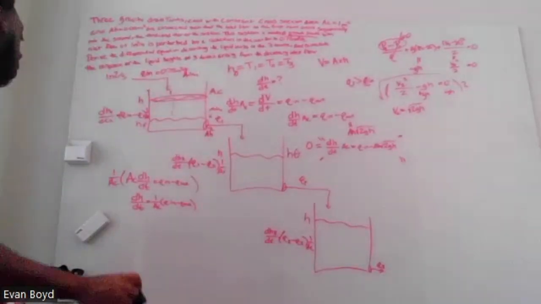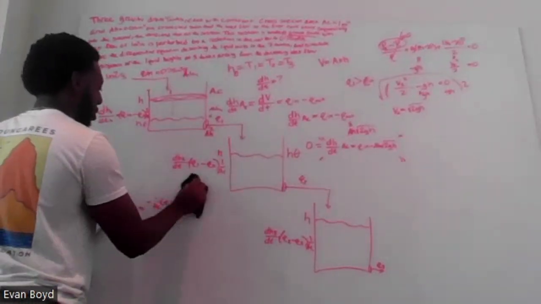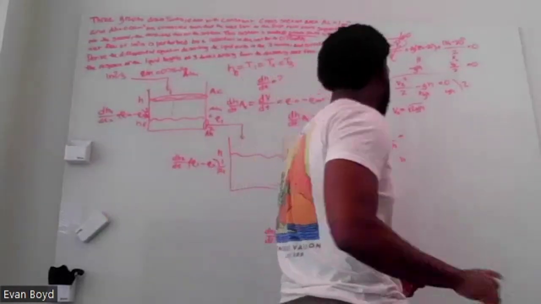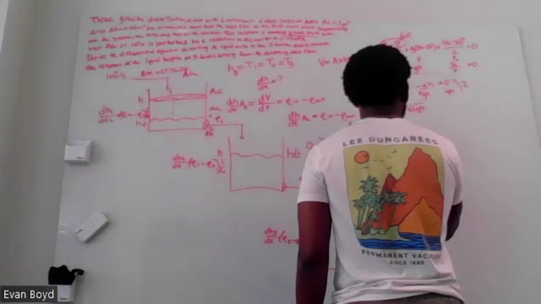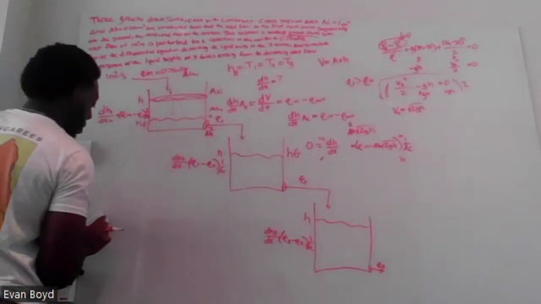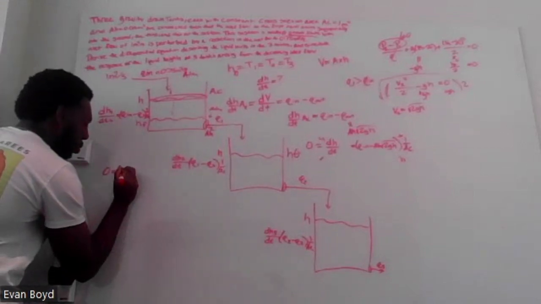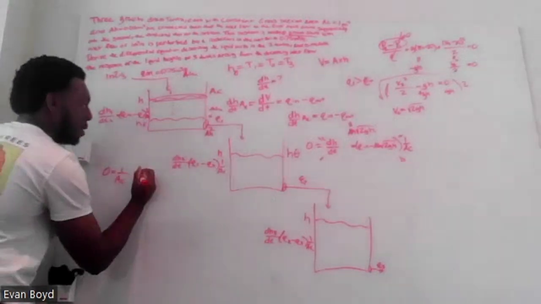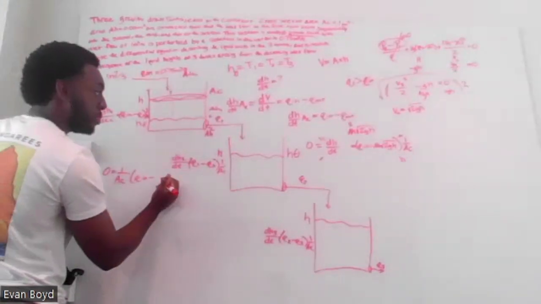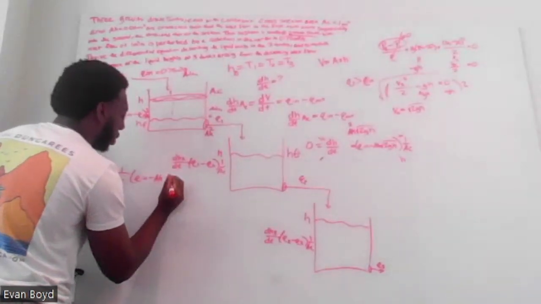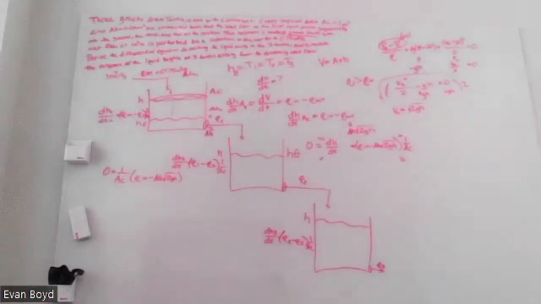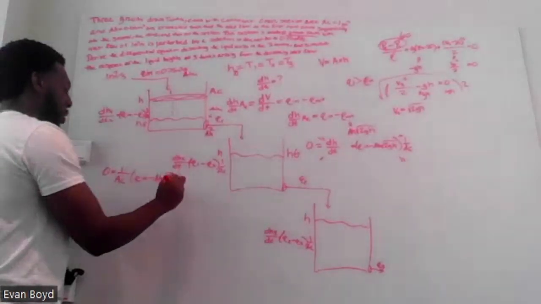Okay, so now that all of our equations are correct, let me also change this side. Okay, so now that's set. Our equation will be 0 is equal to 1 over the cross-sectional area times Qn minus the cross-sectional area of the hole times the square root of 2gh. Okay, so now we need to find the height right here.